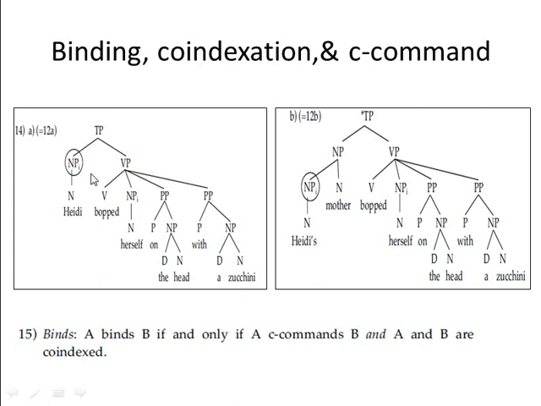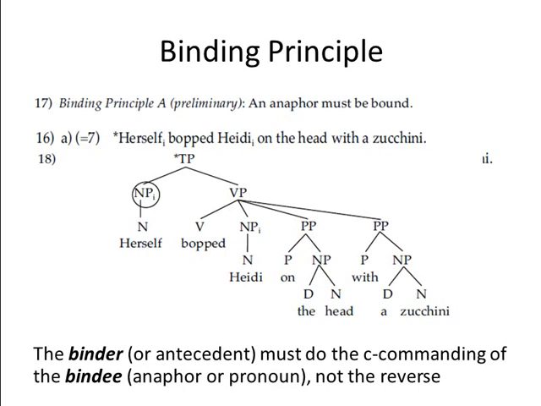Okay? Now, this is a picture of what was discussed last week. Okay, next we go to the binding principle. An anaphor must be bound. Bound means it must depend on another noun phrase, no exceptions. So if you find "herself bopped Heidi on the head with zucchini", where herself is the subject, indeed herself is related to Heidi, but this is considered ungrammatical. Why? Because the binder, which is called the antecedent, remember, the antecedent is a noun phrase that gives meaning to another noun phrase, must do the c-commanding of the bindee. The bindee is the anaphor or pronoun, not the reverse, it cannot be reversed. So the binder or antecedent must c-command the bindee, the anaphor or pronoun.